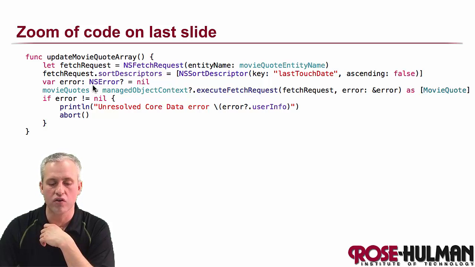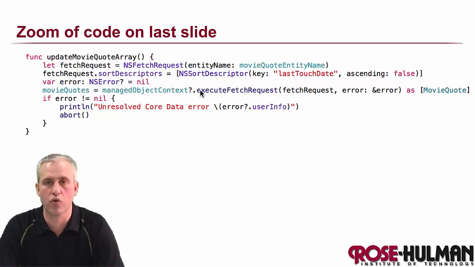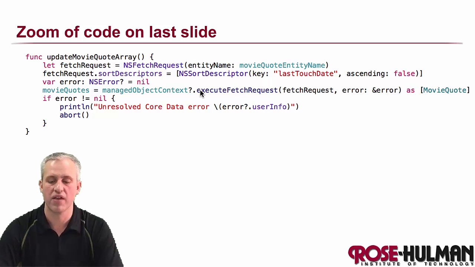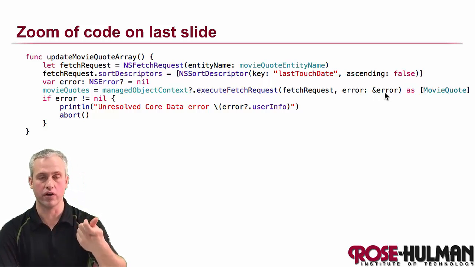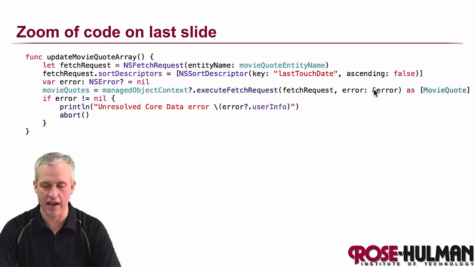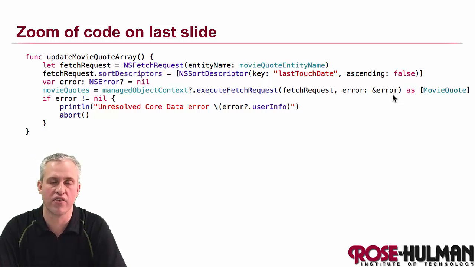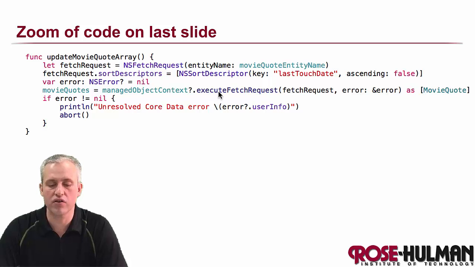And then the thing that's a little confusing here is that there might be an error when you execute the fetch request. To be honest, you won't see many of these with Core Data, especially if you're single threaded, but it is good practice to always listen for the error. And it's a little confusing how errors work. You actually pass it in as a pointer. So you say &error, and that passes in a pointer so that somebody can set the error to be something.